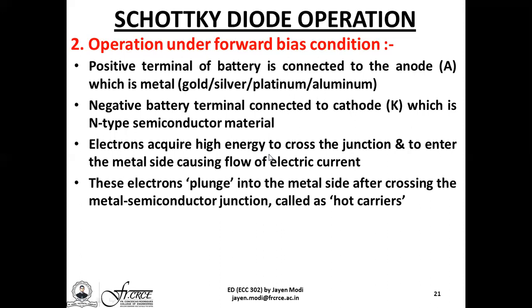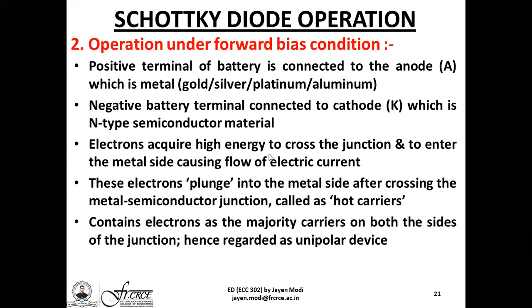These electrons from the n-type material plunge into the metal side after crossing the metal semiconductor junction interface. Hence, they are called hot carriers. The reason is that when these electrons diffuse from the n-type material into the metal, they collide with the already large number of electrons present in the metal surface. This collision produces heat due to friction. Hence, they are called hot carriers.